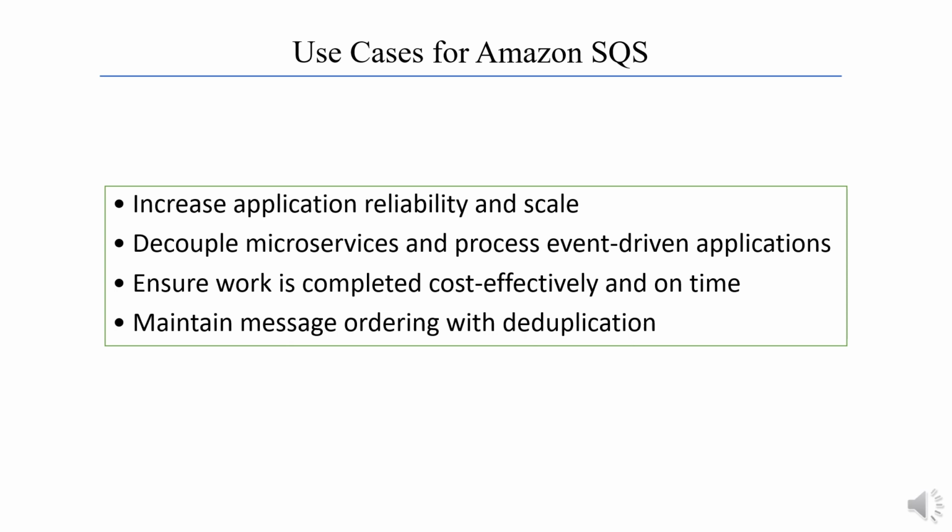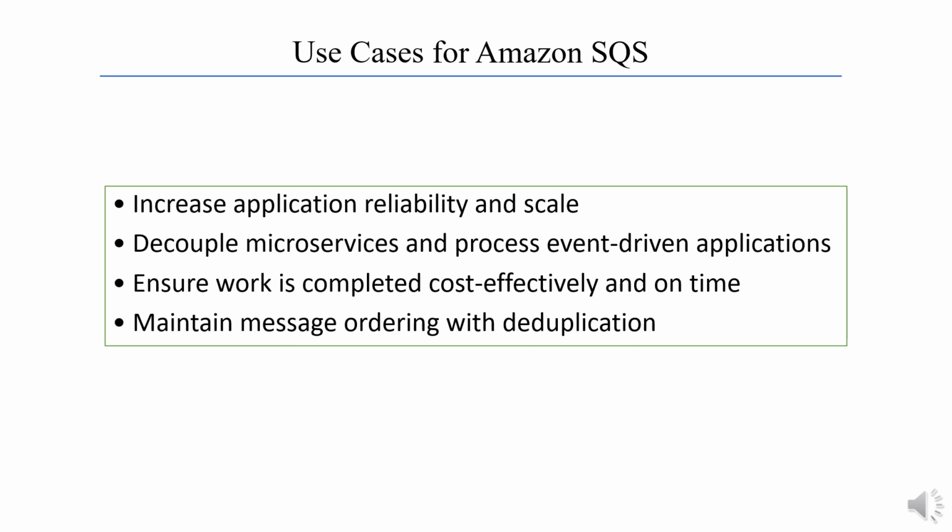Amazon SQS provides a simple and reliable way for customers to decouple and connect components together using queues, decouple microservices, and process event-driven applications. Separate front-end from back-end systems, such as in a banking application. Customers immediately get a response, but the bill payments are processed in the background. Ensure work is completed cost-effectively and on time.